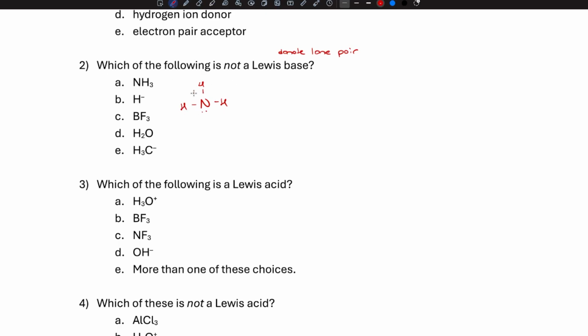NH3: nitrogen likes 3 bonds with a lone pair. Because of this lone pair, we know that it is a base, and so we can eliminate NH3. H minus: since hydrogen now has a negative formal charge, we know that it has an extra electron. Because of that, it has a full electron pair to donate, meaning that it also qualifies as a Lewis base.